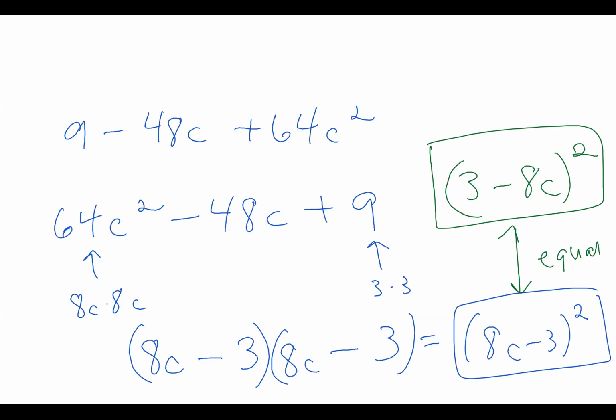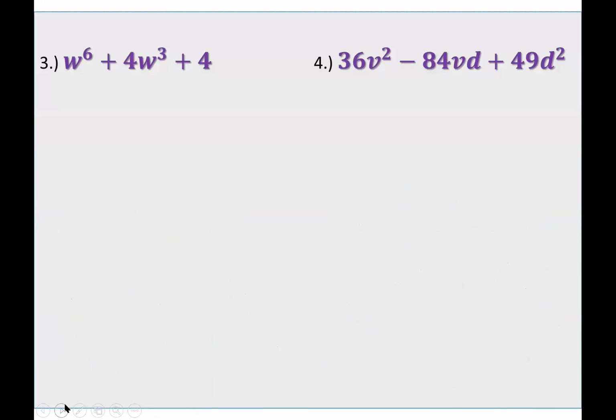All right, so all of that was number 1 and 2. Let's look at number 3 and 4 in the next slide. Number 3 is w to the 6th plus 4w to the 3rd plus 4. All right, so w to the 6th. Is this a perfect square? Well, the exponent is a multiple of 2, so that means yes.